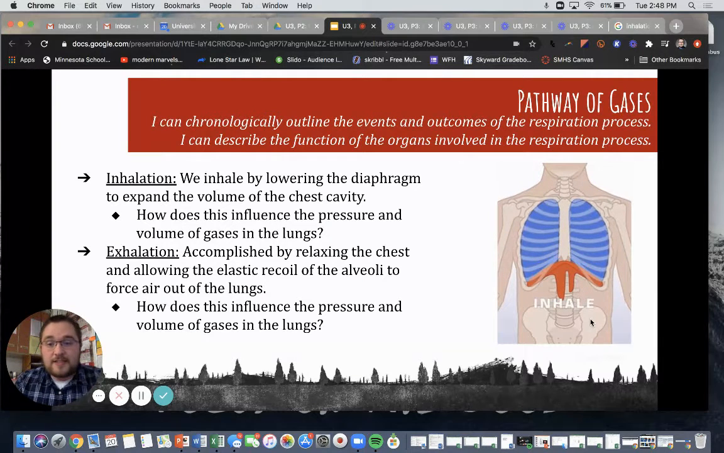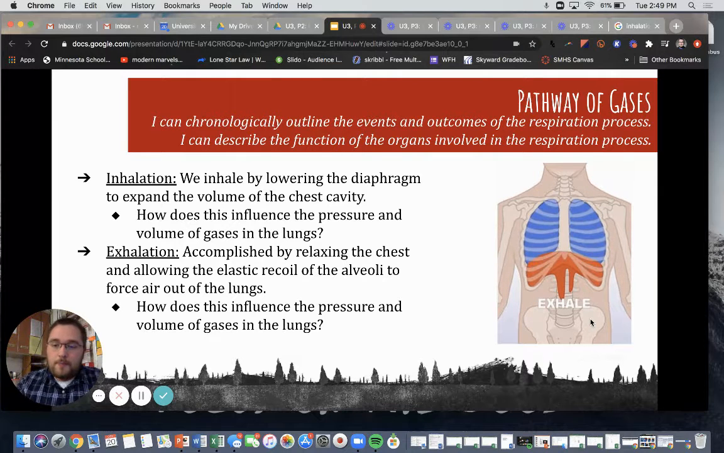On the flip side, exhalation is accomplished by relaxing the chest and allowing the elastic recoil of the alveoli to force air out of lungs. So I'm inhaling right now and exhaling. So when I do that, the pressure, do you think that's going up or down? Okay, well, let's think about it.